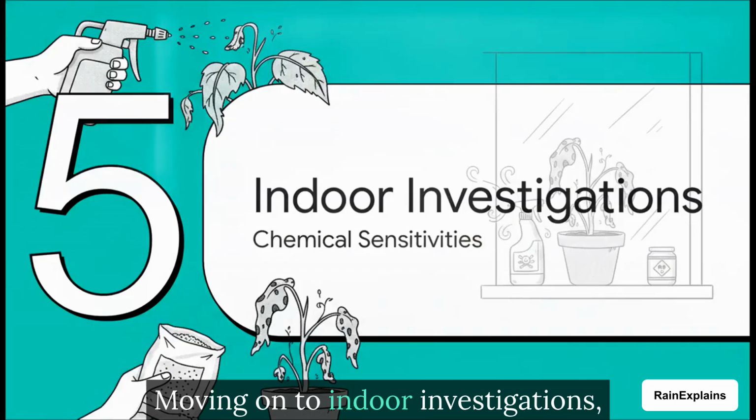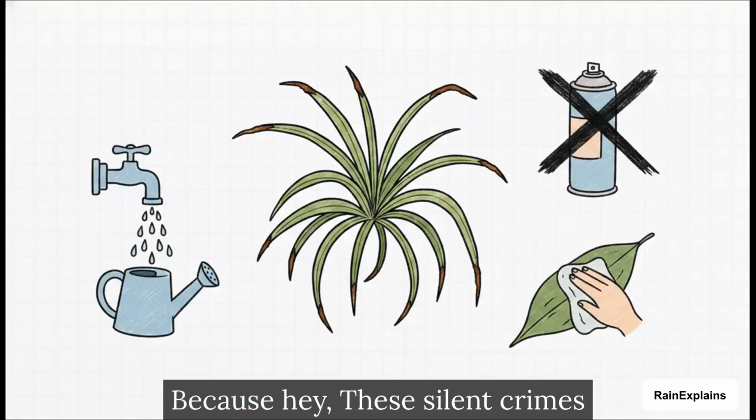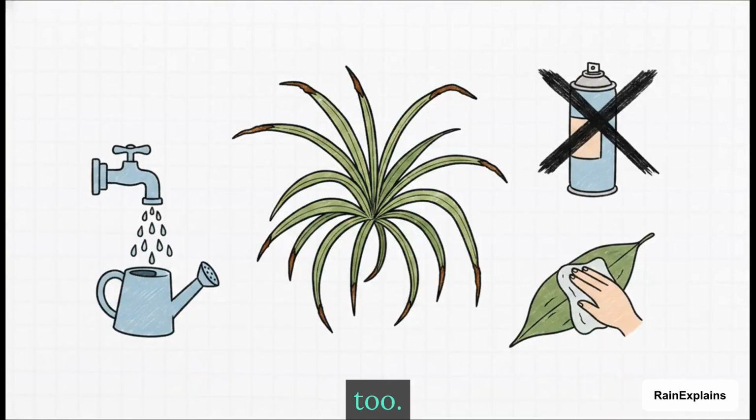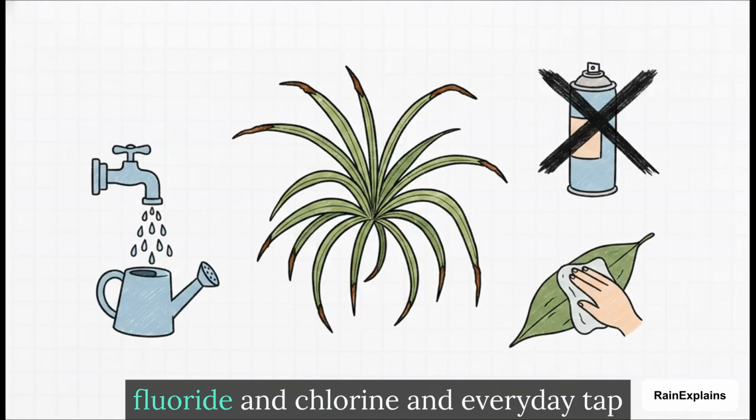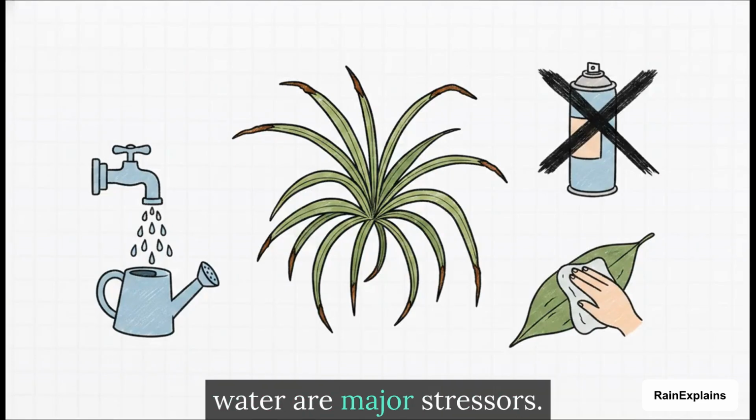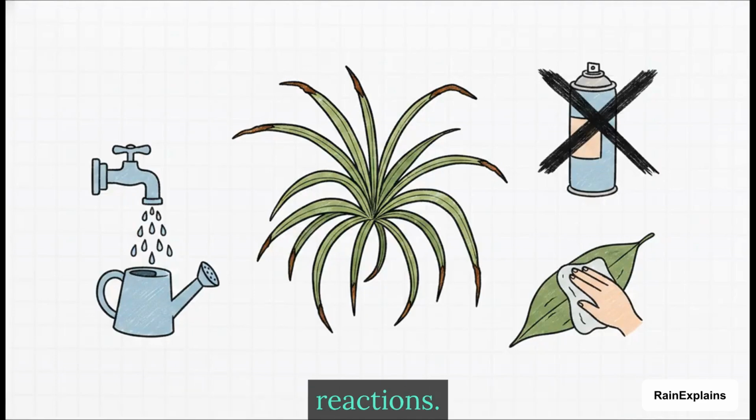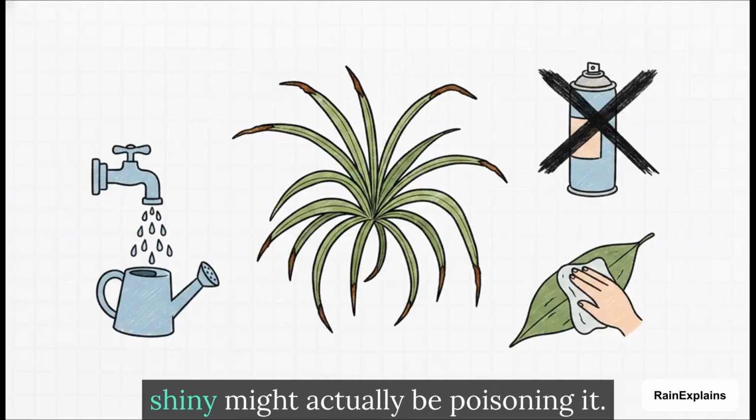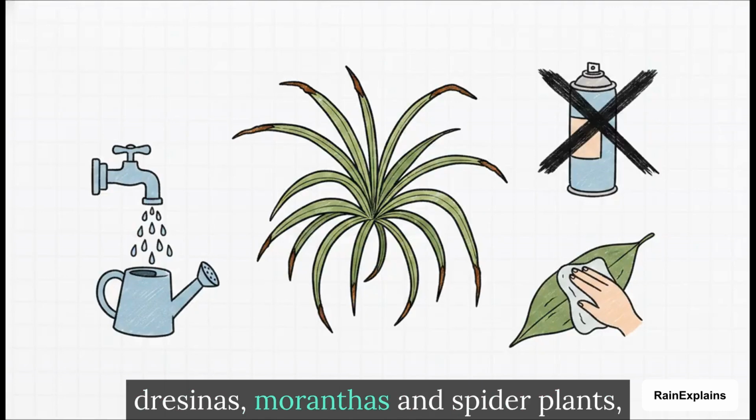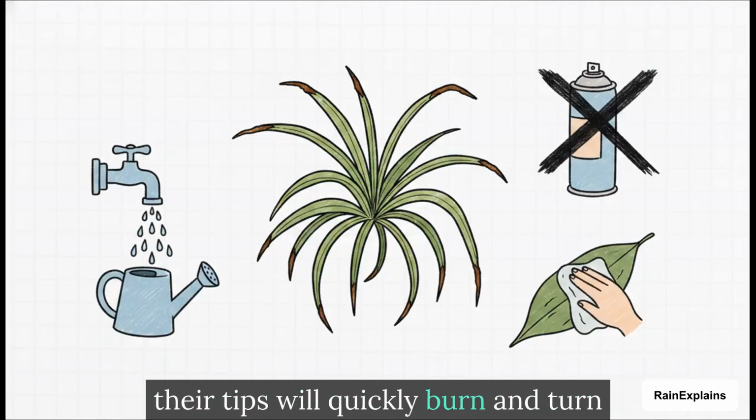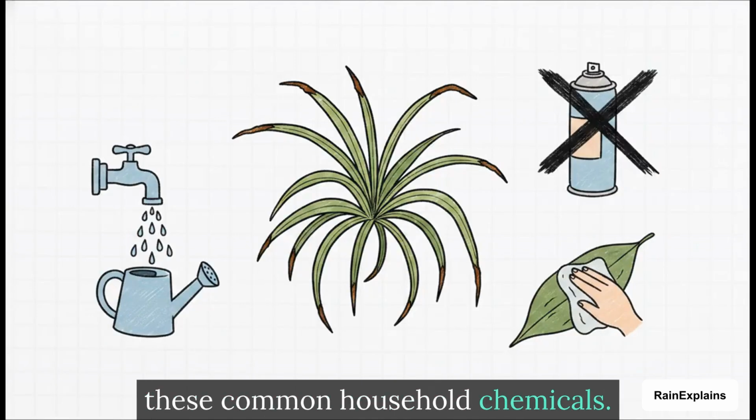Moving on to indoor investigations: household chemical sensitivities. Because hey, these silent crimes happen right inside our living rooms, too. Indoor plants can be incredibly sensitive to chemicals we don't even think twice about. Fluoride and chlorine in everyday tap water are major stressors. Even household cleaning sprays or leaf polishing products can cause severe reactions. Literally, trying to make your plant look shiny might actually be poisoning it. For highly susceptible plants like dracaenas, marantas, and spider plants, their tips will quickly burn and turn brown before the rest of the leaf even begins to curl if they're exposed to these common household chemicals.